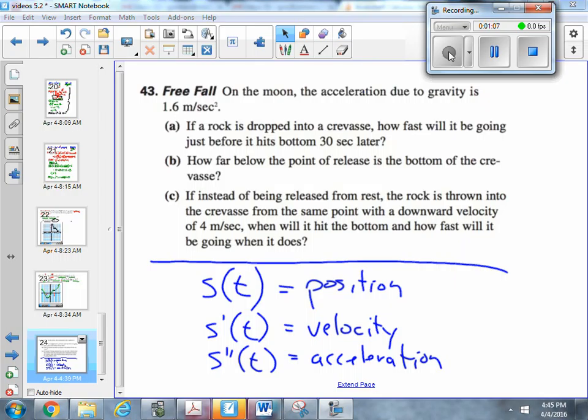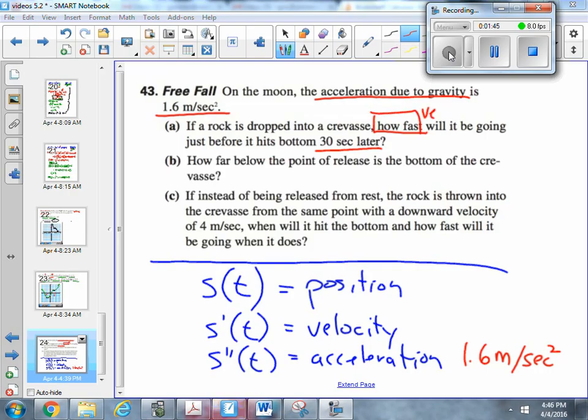So I am told in the beginning of the problem that on the moon, acceleration is 1.6 meters per second squared. So let's write that here. 1.6 meters per second squared. And the first question says, A says, if a rock is dropped into a crevasse, I think that's how you pronounce it, like a canyon, how fast will it be going just before it hits bottom 30 seconds later? Well, how fast is velocity?